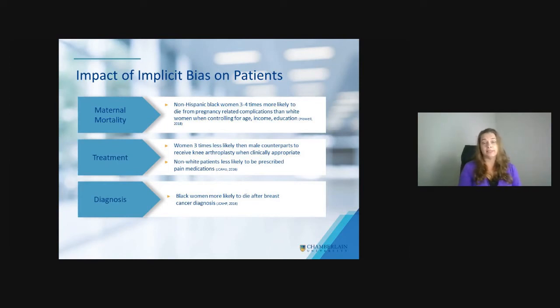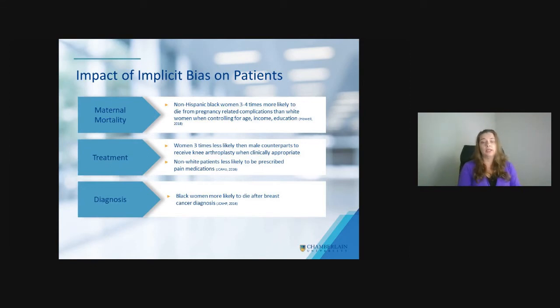Another example is treatment. Women are 3 times less likely than male counterparts to receive knee arthroplasty when clinically appropriate. So when presenting with the same symptoms that should elicit a surgical intervention, women are 3 times less likely to receive that surgical intervention. Again, non-white patients are less likely to be prescribed pain medication than their white counterparts.